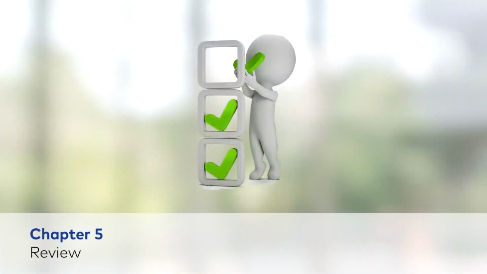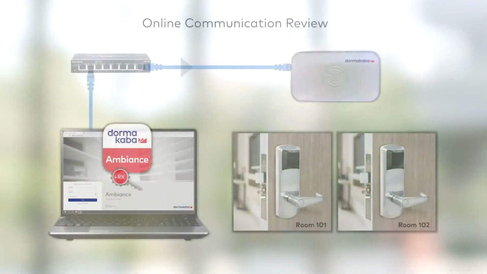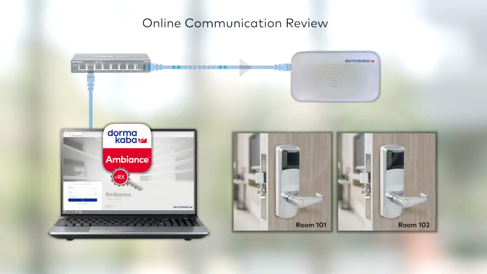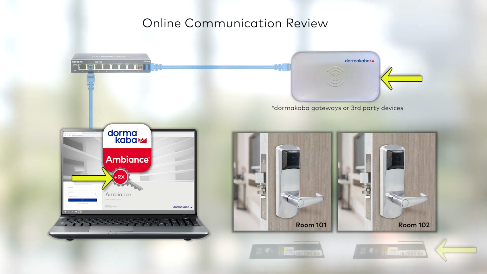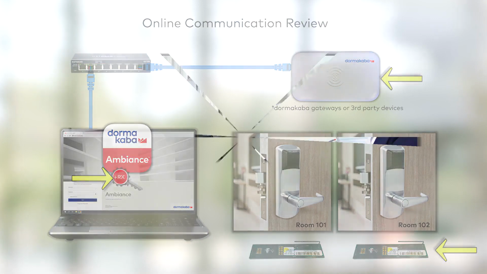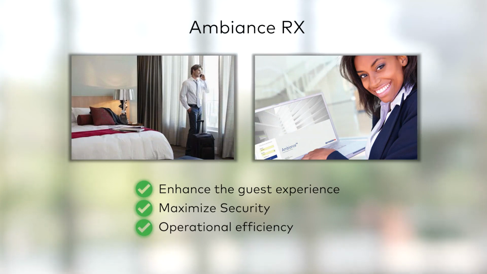Chapter 5, Review. In this video, we learned about the online communication features available in the Ambience Access Management System. We learned that in order to implement online communication, the property needs to purchase the Ambience RX license, deploy Zigbee gateways throughout the property, and make sure the hotel locks are Zigbee ready. Online communication is ideal for properties seeking to enhance the guest experience while maximizing security and operational efficiency.